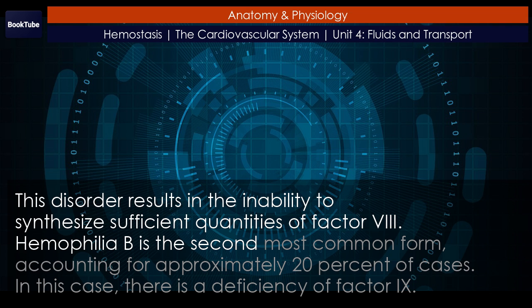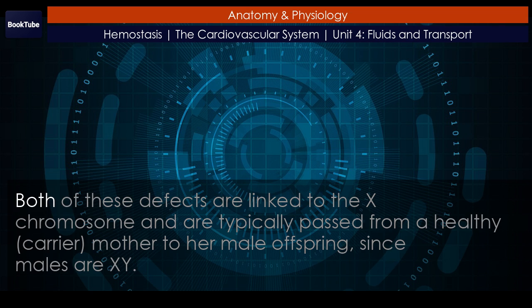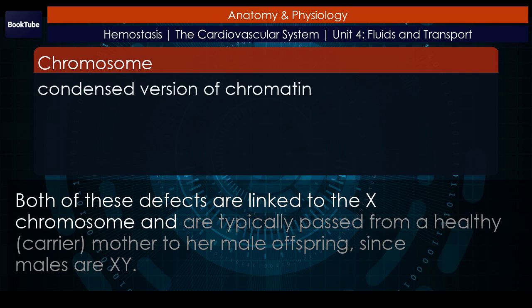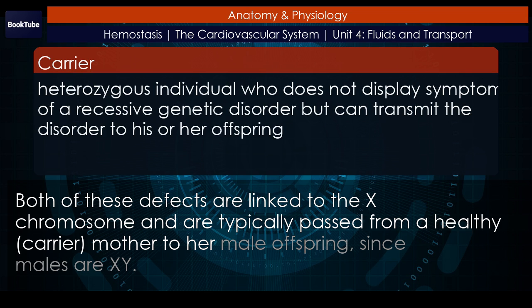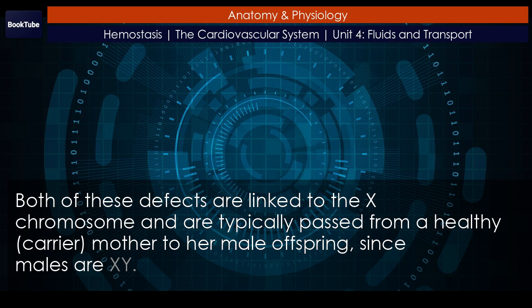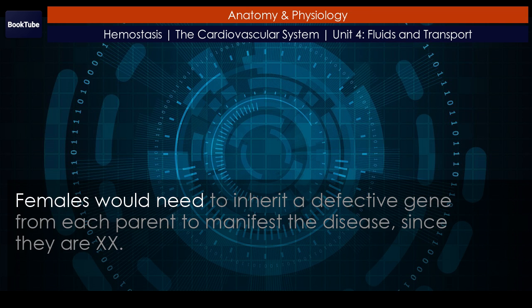Hemophilia B is the second most common form, accounting for approximately 20% of cases. In this case, there is a deficiency of factor X. Both of these defects are linked to the X chromosome and are typically passed from a healthy carrier mother to her male offspring. Since males are XY, females would need to inherit a defective gene from each parent to manifest the disease.